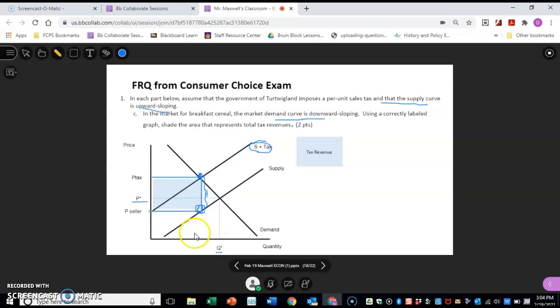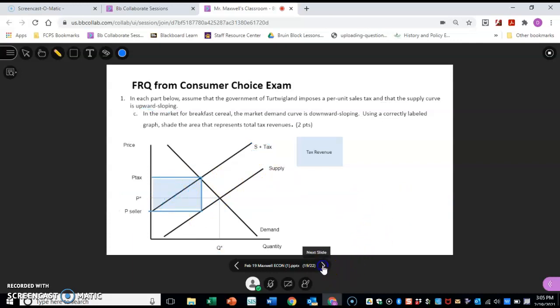So if we want to know, and we probably should do this just to be careful, there's my Q with the tax. I know anywhere from the price the buyers pay with the tax to the price the sellers receive is the total amount of tax. Therefore, this entire rectangle is the tax revenue. I could ask you all kinds of different questions about this one graph. Make sure you know it inside and out.